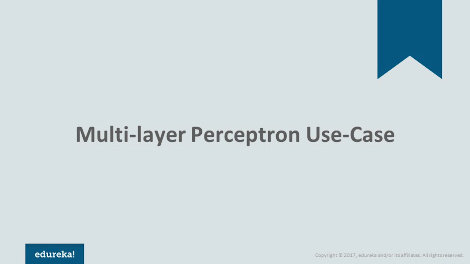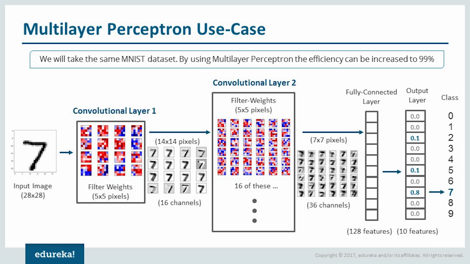Now what I'm going to do is make use of the same MNIST data set and increase the efficiency from 97 to 99% with the help of a multi-layer network. So guys, let us go ahead with that. As I've told you earlier as well, we are going to use the same MNIST data set which we used in the single layer perceptron. I'm going to perform a classification using multi-layer convolutional networks.